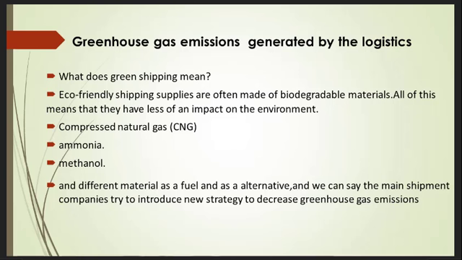Compressed natural gas or CNG, ammonia, methanol, and different materials are used as fuel and as an alternative, and we can say the main shipment companies try to introduce new strategies to decrease greenhouse gas emissions. So we can say supply chain sustainability refers to companies' efforts to consider the environmental and human impact of their products' journey through the supply chain, from raw material sourcing to production, storage, delivery, and every transportation link in between.